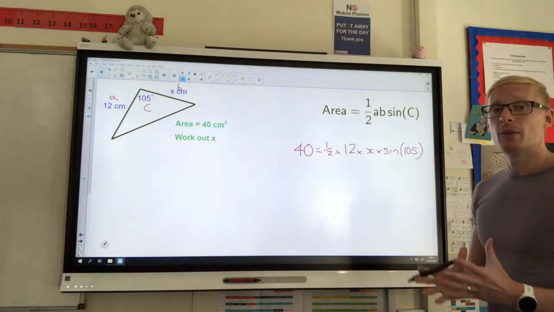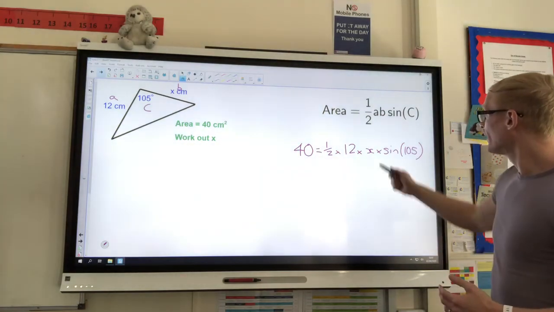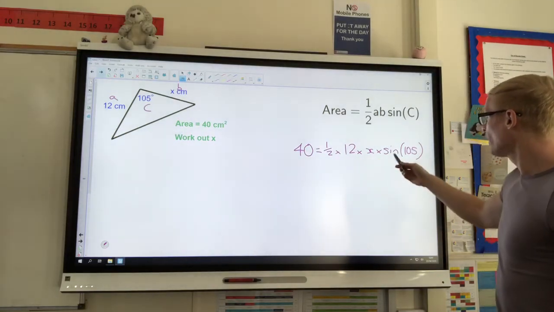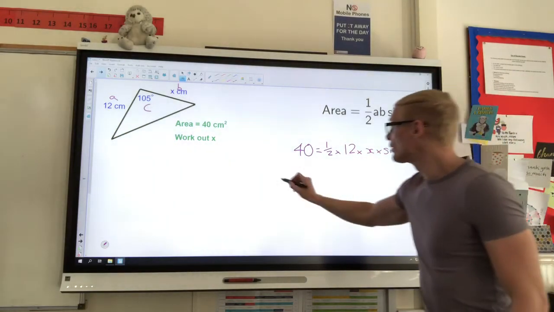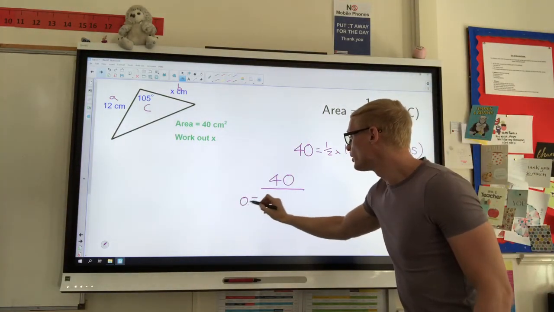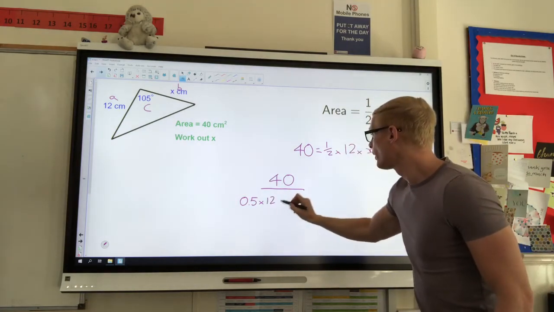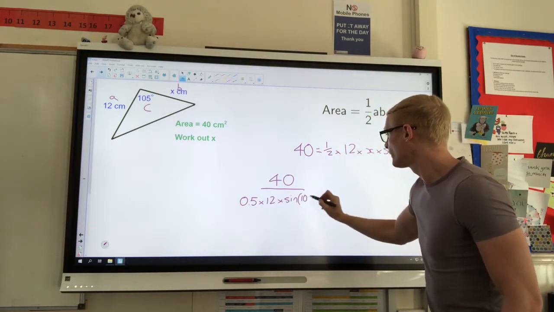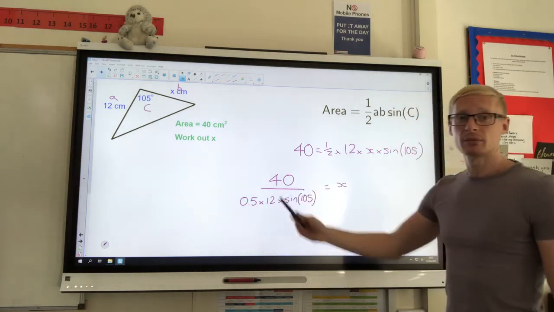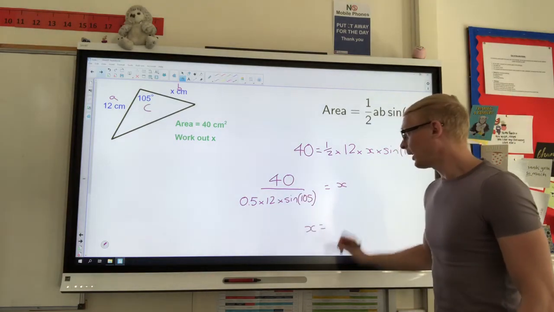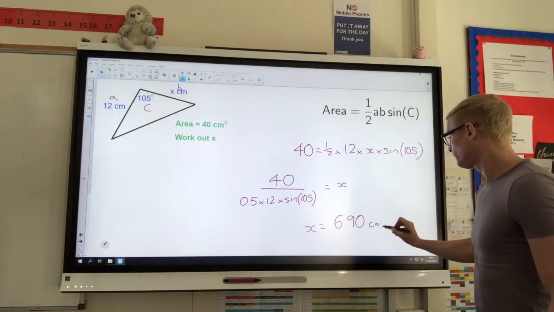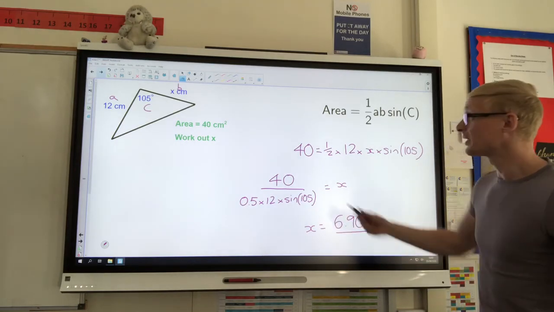And then the process remains the same. What I'm looking to do is to work backwards and to get just x this time, just x on its own. So these are all being multiplied together, so I'm going to divide those all in one go. So I'm going to write 40 divided by, and again I'll use 0.5 rather than a half, 0.5 times 12 times sine of 105. And that's going to be equal to x this time. So type that into your calculator, let your calculator do the work for you, and you'll get 6.90 to three significant figures, and that would be your answer. That's a side that we found there.